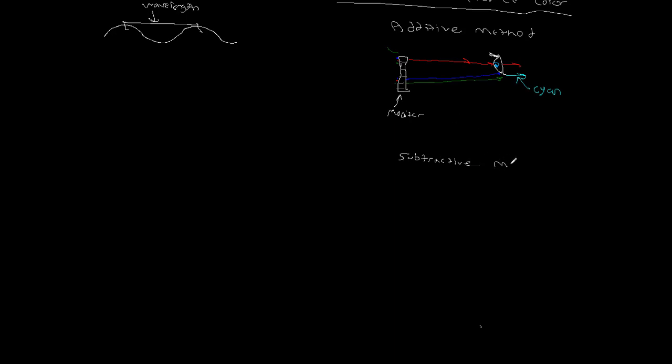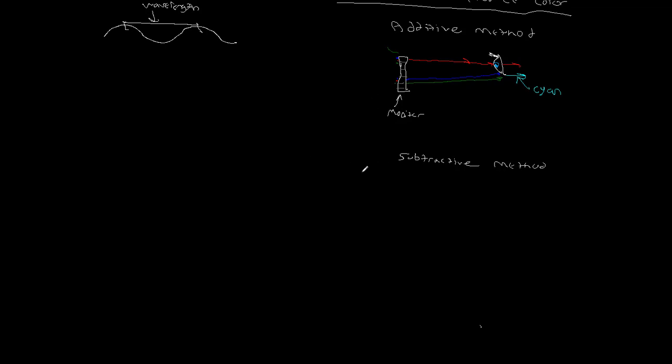The subtractive method. This is the method that we use in printers, for example, when you buy color ink. When we buy color ink, we're using the subtractive method because that ink is going to do something very different from what we did with our monitor.